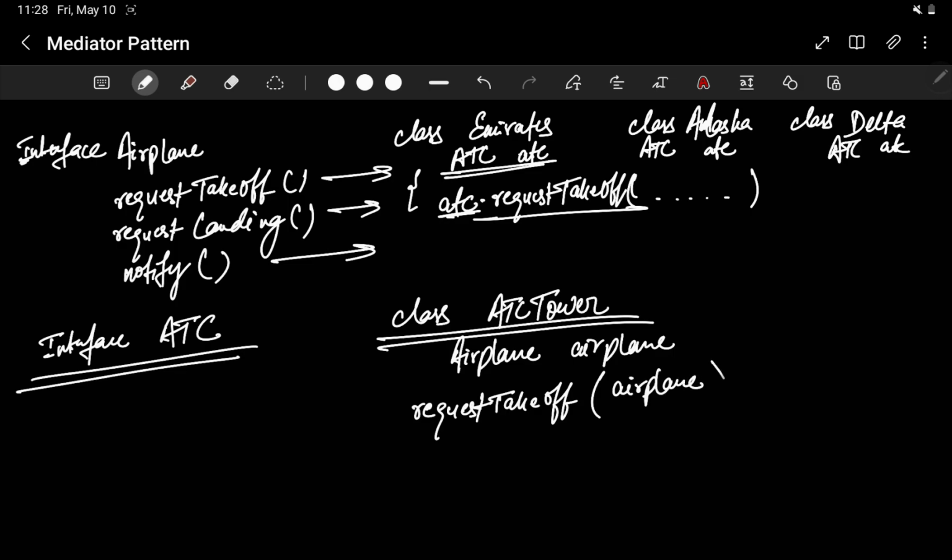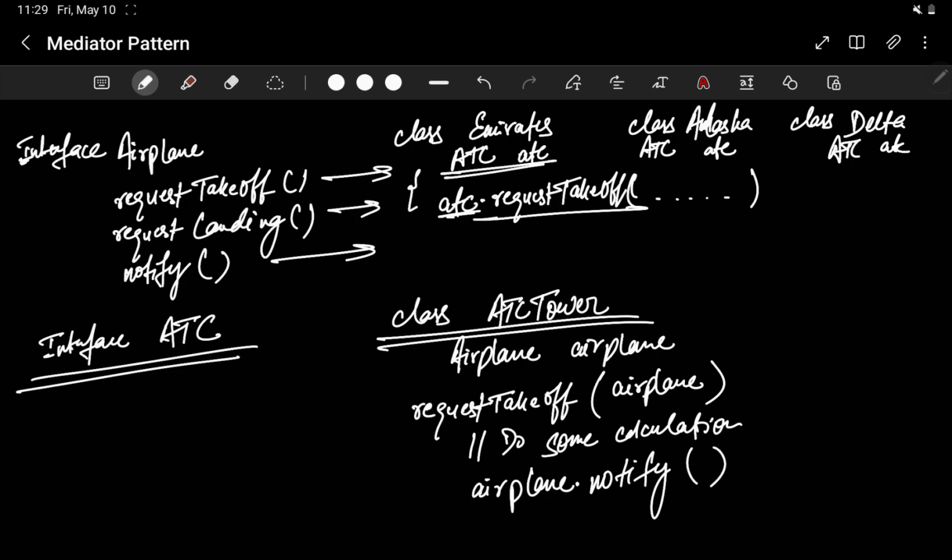Whenever an airplane requests for something, it will do some calculations, like if the runway is clear, another flight is landing, anything, and then it is going to notify whom? The airplane. So it will do airplane dot notify, and it will notify the airplane. What it is going to do is call the notify of airplane. Which airplane? This airplane object which came with the request of request takeoff.